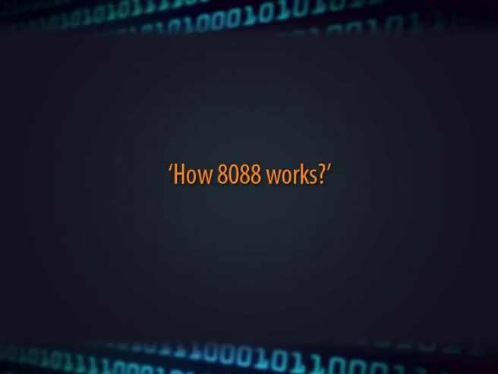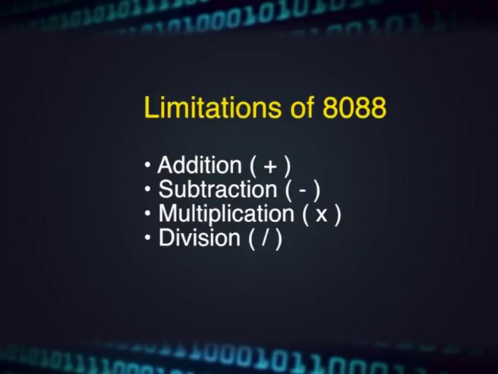Earlier, in a topic on how 8088 works, the functioning and working mechanism of the 8088 microprocessor was discussed. We have seen that the processor contains a large number of instructions for integer operations. The instructions required for operating on floating point numbers, like addition, subtraction, multiplication and division, were missing in the 8088 microprocessor.